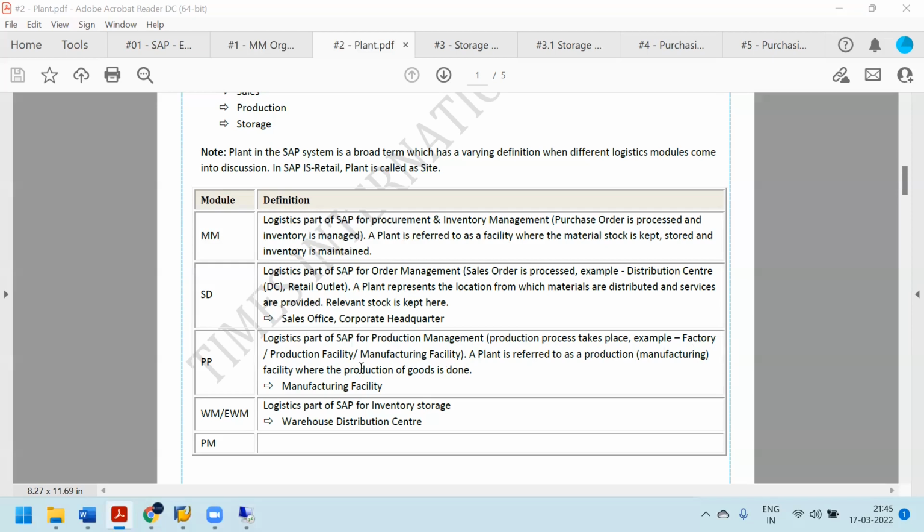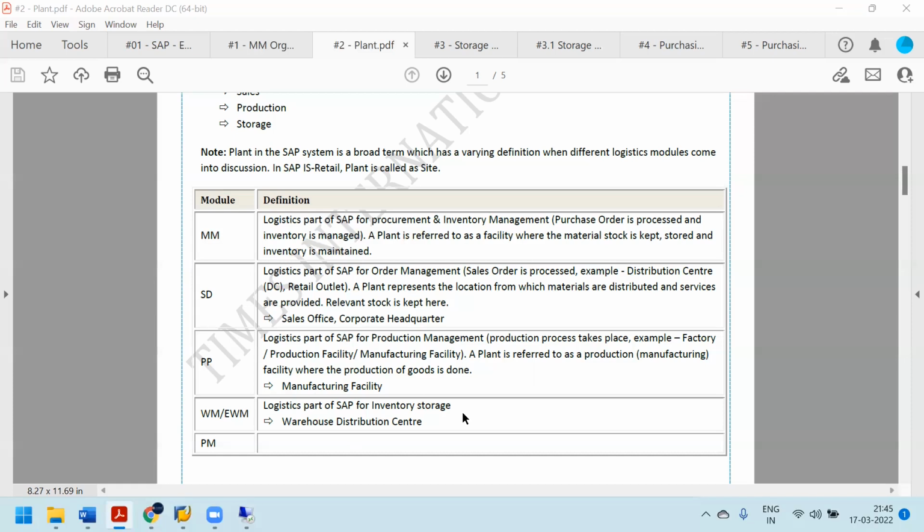Example like factory or production facility or manufacturing facility, they are plant from PP point of view. A plant is referred to as a production or manufacturing facility where the production of goods is done. So manufacturing facility. So from WM or EWM point of view, plant is logistics part of SAP for inventory storage.